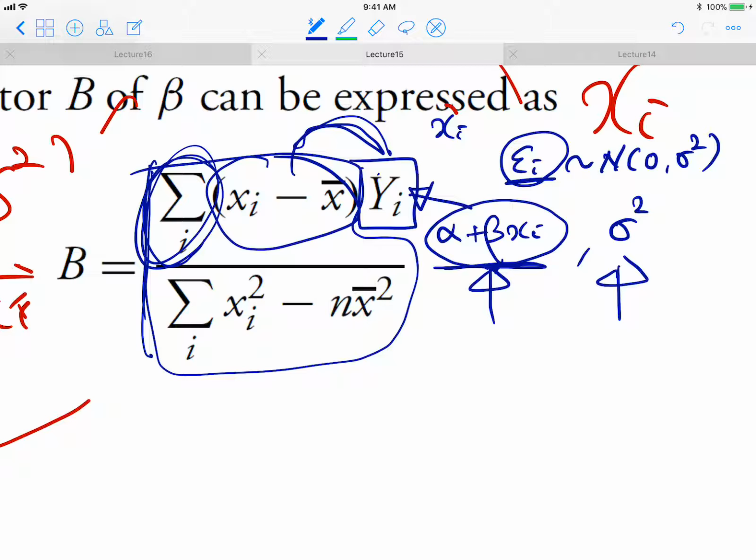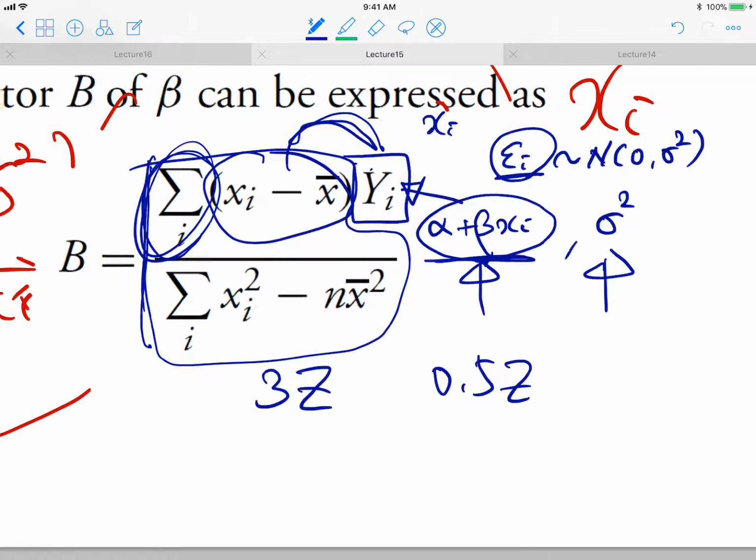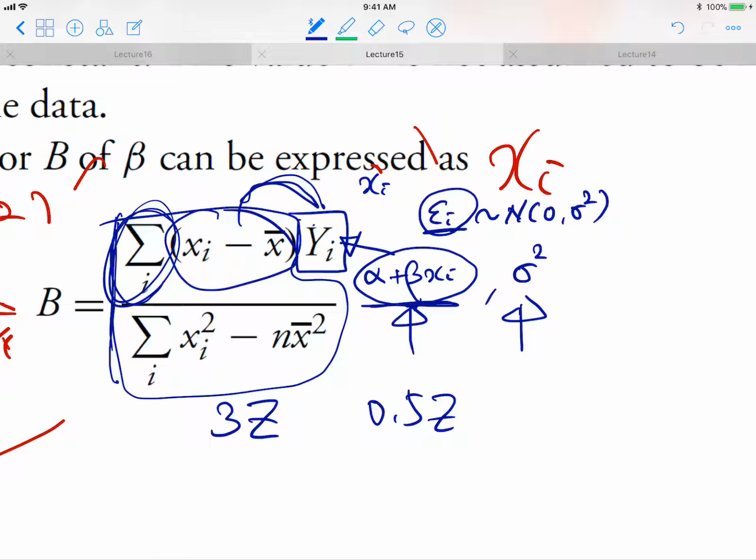Okay, and then we know that the scaled version of the Gaussian, for example, you have z, and then maybe 3z or maybe 0.5z. They are all Gaussian random variables, right? Yeah, so let me ask just a silly question. Is this a standard Gaussian random variable or not? Again, is 0.5z, a Gaussian distribution, a standard Gaussian distribution or not?